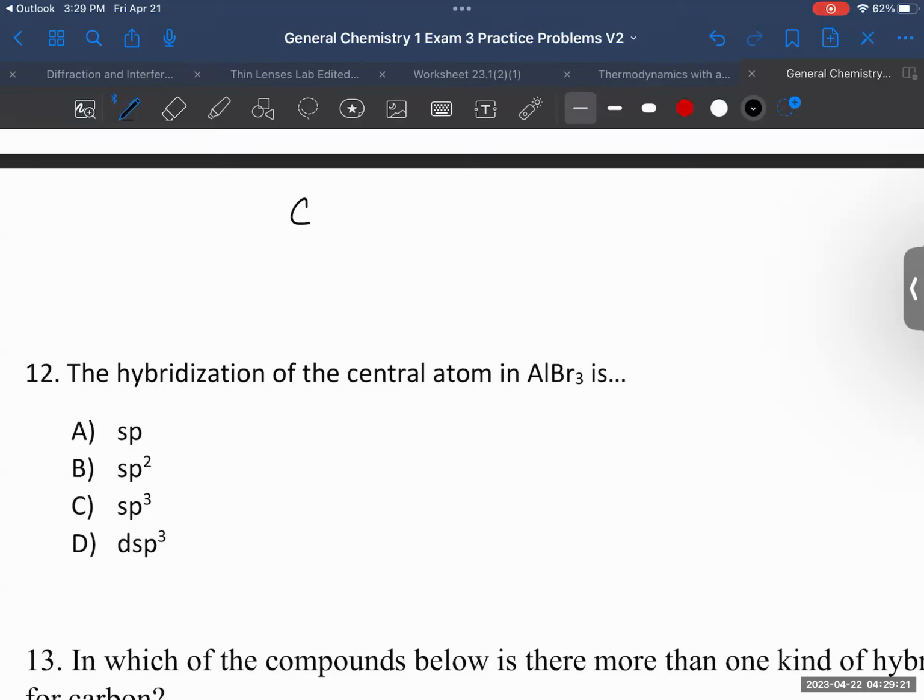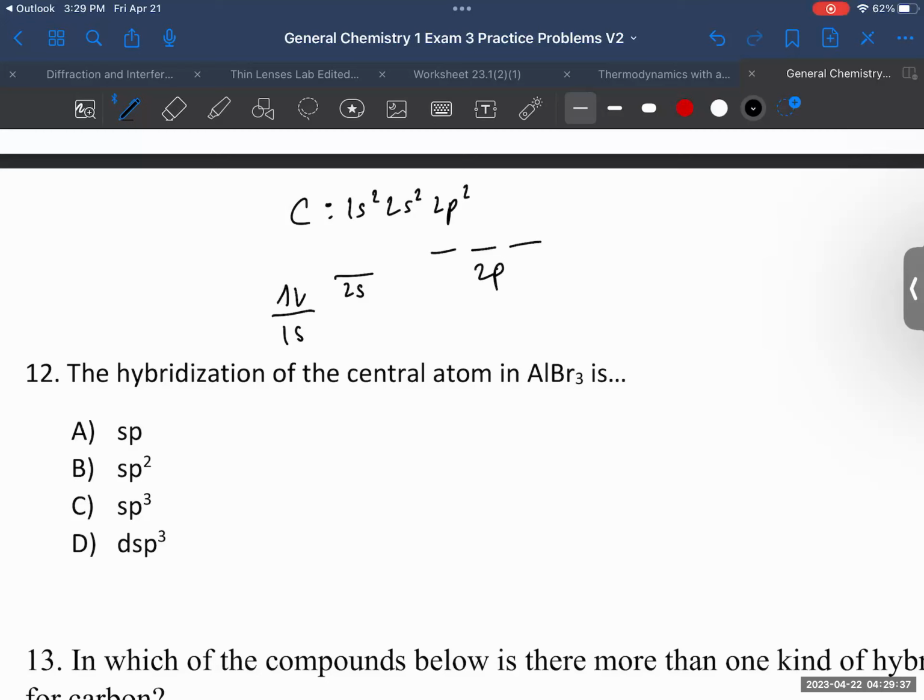Going through the periodic table. If I asked you to write the electron configuration of carbon: 1s2, 2s2, 2p2. So it looks something like this, right? 1s here, 2s here, and there's 2 p's.